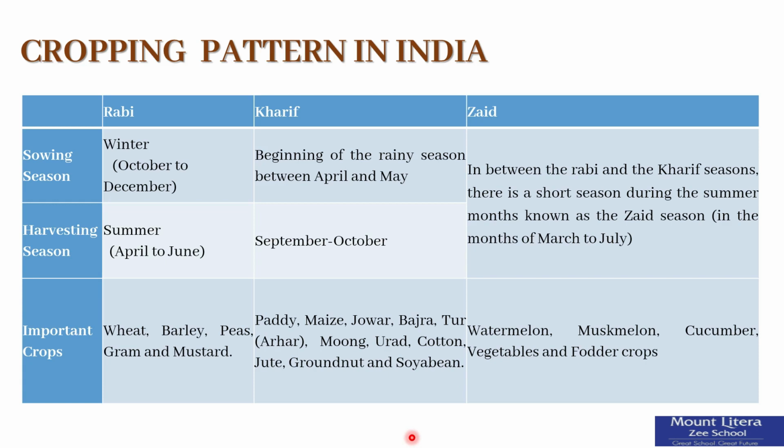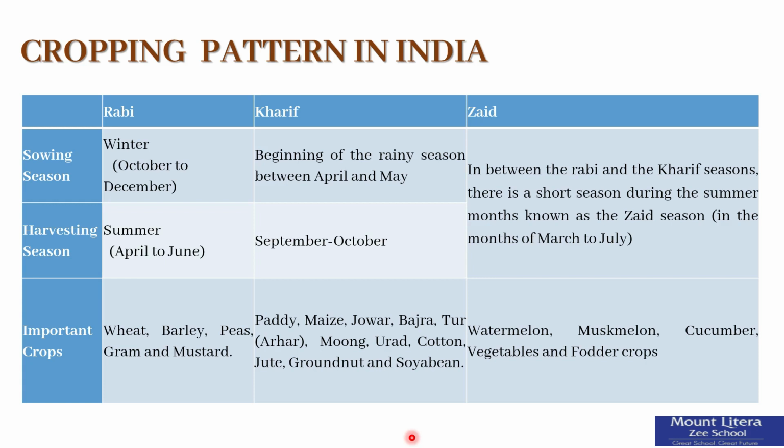Kharif crops are grown with the onset of monsoon in different parts of the country, and these are harvested in September-October. Important crops grown during this season are paddy, maize, jowar, bajra, tur or arhar, urad, cotton, jute, groundnut and soybean. In between the Rabi and the Kharif seasons, there is a short season during the summer months known as the Zaid season. Some of the crops produced during Zaid are watermelon, muskmelon, cucumber.